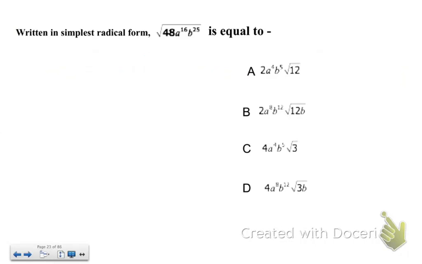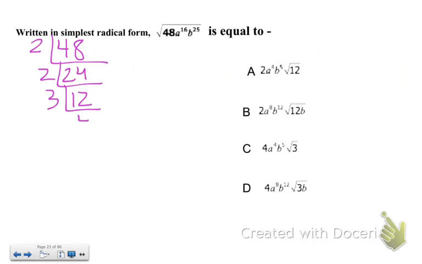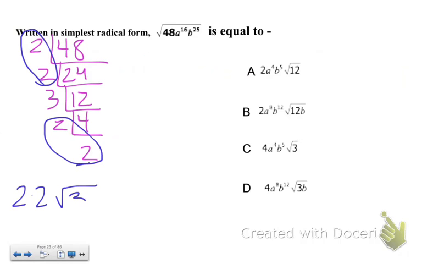Remember, the way we did this was to break down the number and then focus on the variables. So 48, 2 will go into that, you get 24. 2 will also go into that, you get 12. 3 goes in 4, 2 and 2. So then we have 2 pairs of 2. So 2 2's come out, 1 3 is left underneath. So the number part needs to have 4 times the square root of 3.